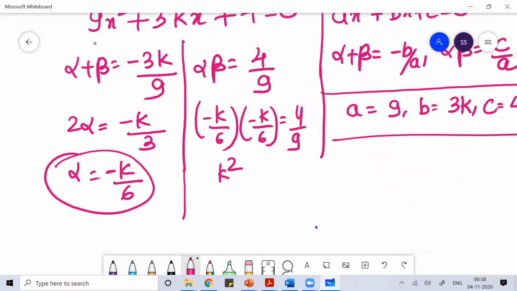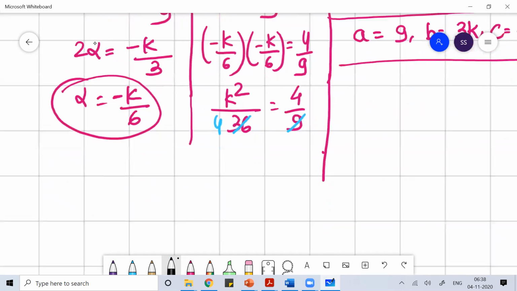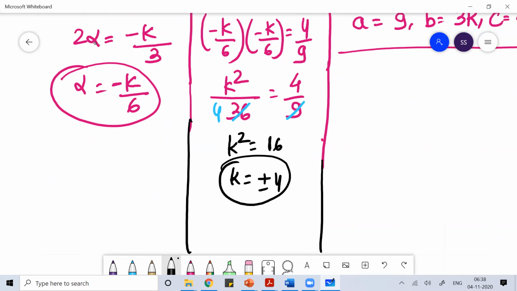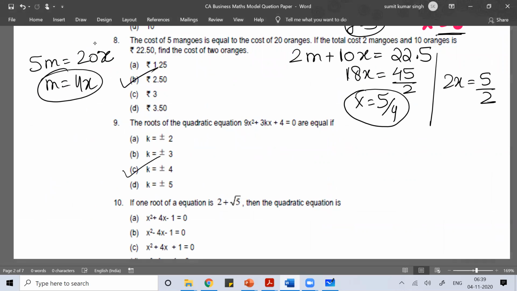So k square by 36 is equal to 4 by 9. So k square is equal to 16, which means the value of k is plus minus 4. This answer is option C.